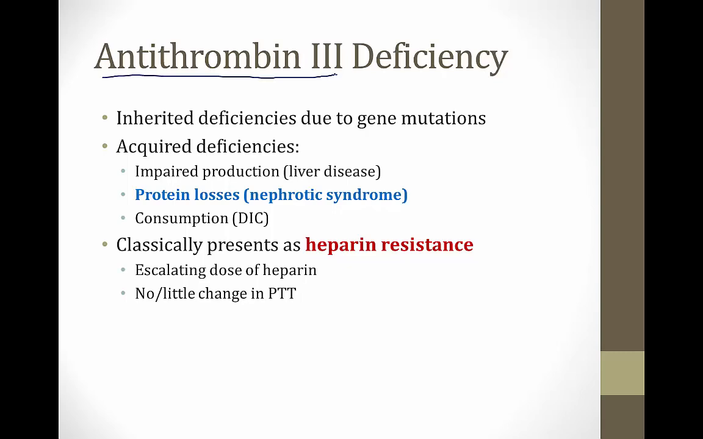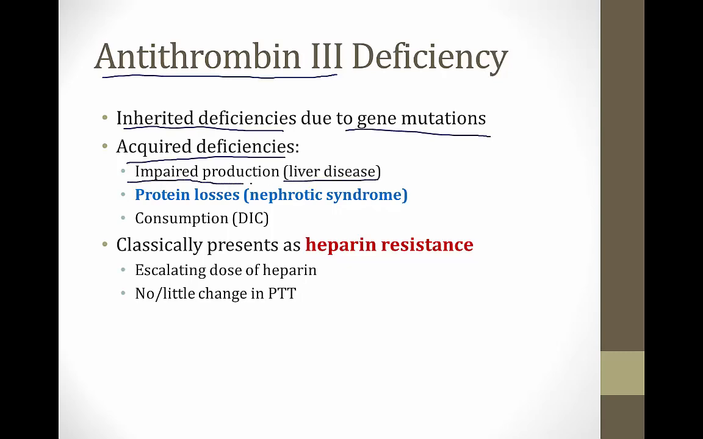If you are deficient in antithrombin 3 for any reason, you can have overactivity of the coagulation cascade, and this can lead to a hypercoagulable state. You can be born with an inherited deficiency of antithrombin 3 due to a number of different gene mutations that have been described. In addition, there are several clinical scenarios where patients often develop an acquired deficiency of antithrombin 3. This includes liver disease.